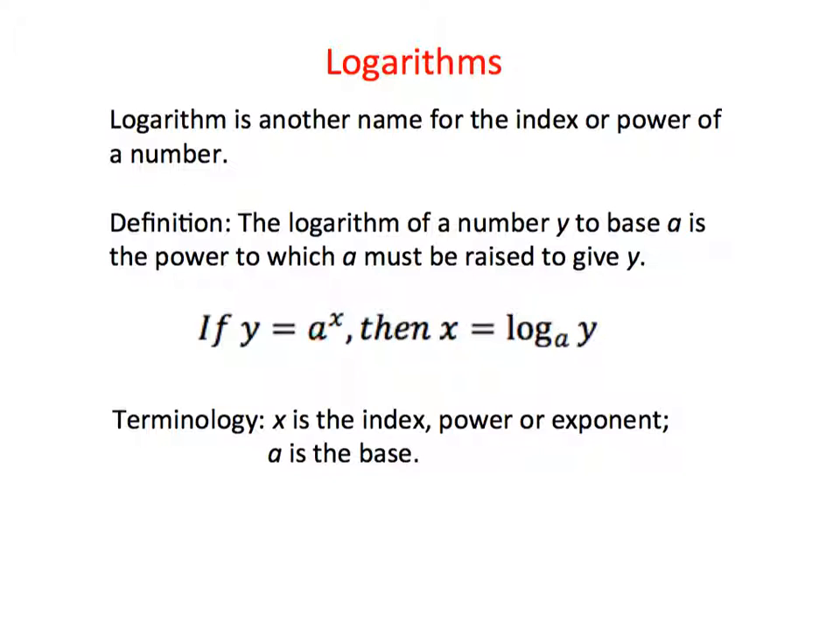And you see that's what we have here. A to the power of x equals y. So a logarithm of a number y to base a is the power to which a must be raised, there it is, to give y. So x is called the index, the power or the exponent, and a is called the base. So logarithms are just another name for the index or power of a number. That was the index or power, and in log form, that's what it is.